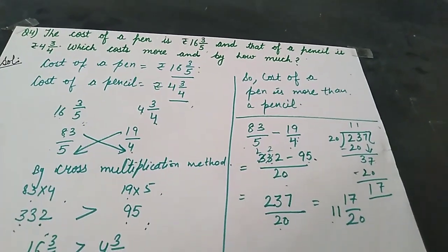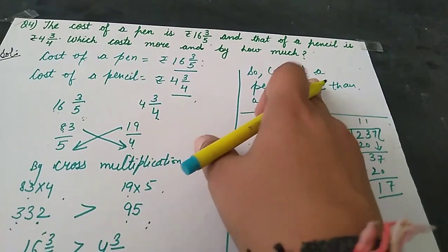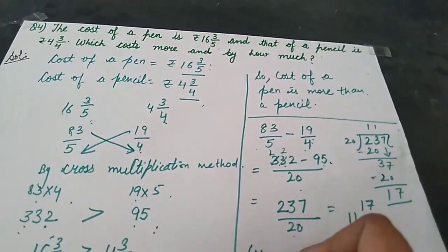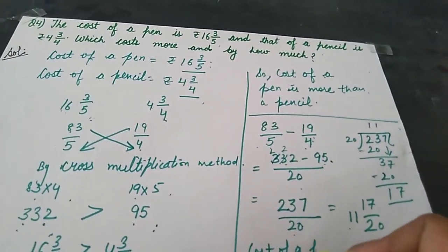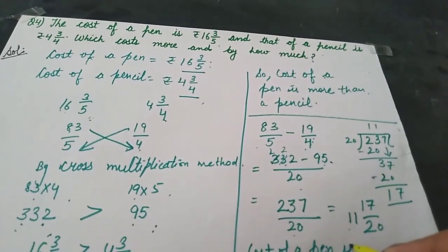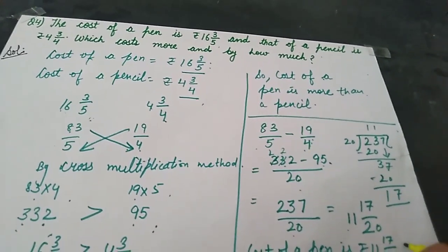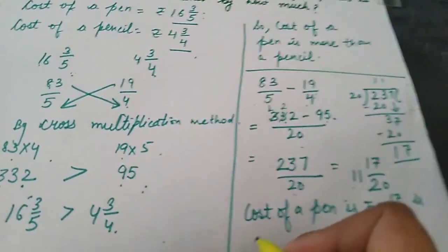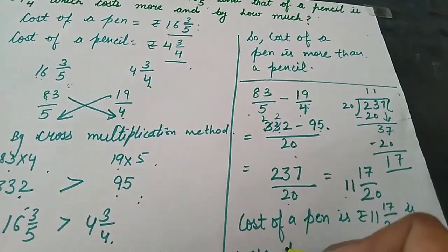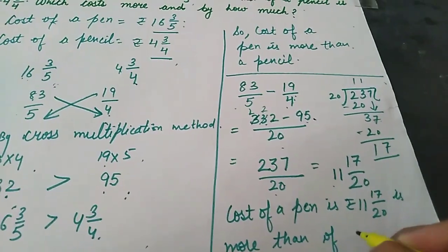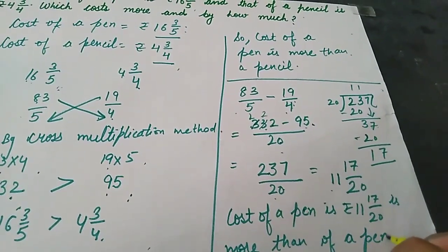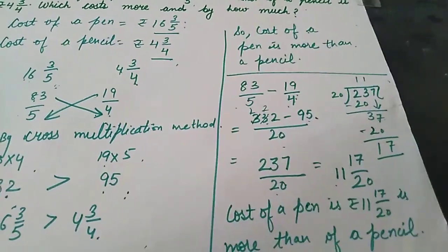Now which cost is more? The cost of the pen is more. So how much? The cost of a pen is rupees 11 17/20 more than that of a pencil. It's clear?